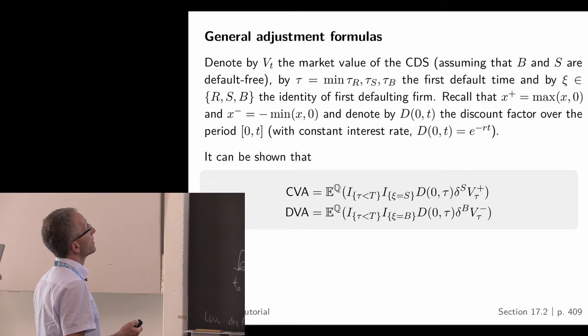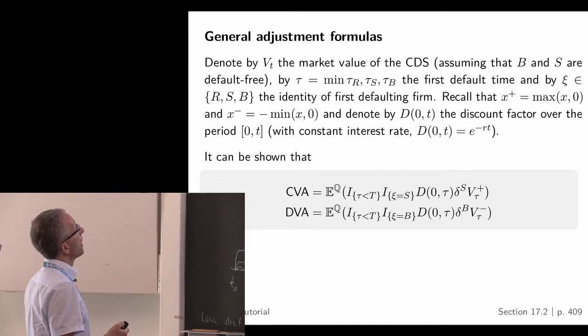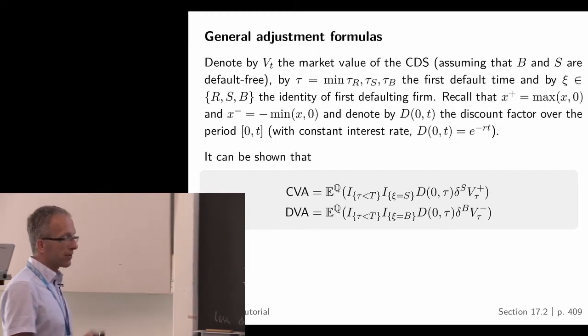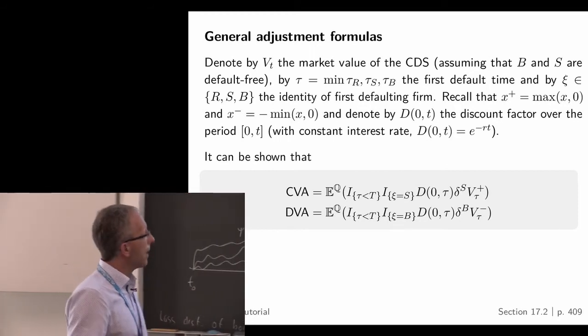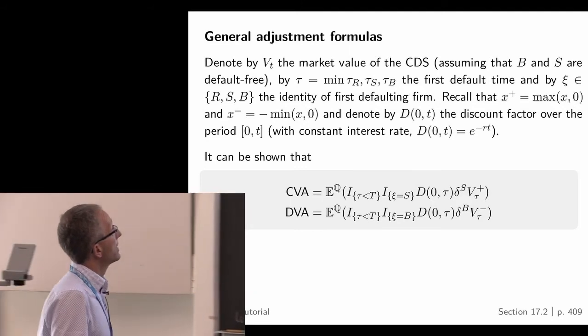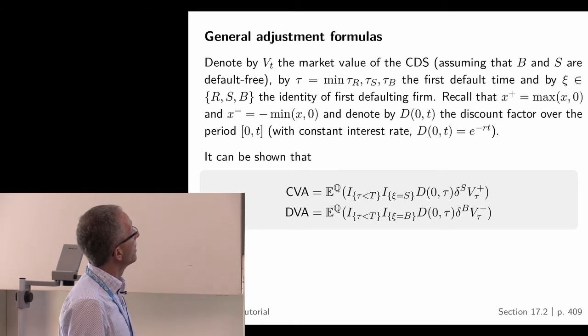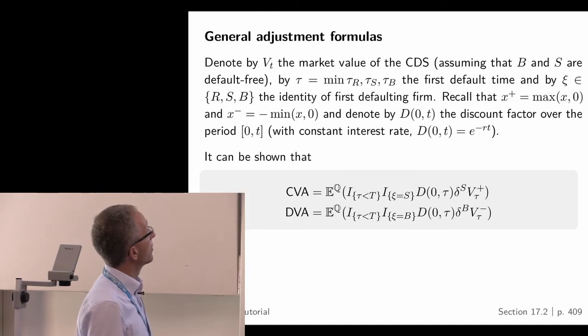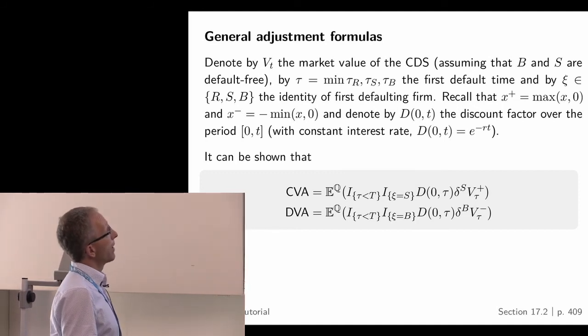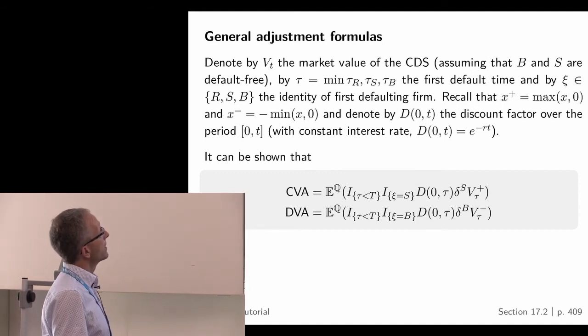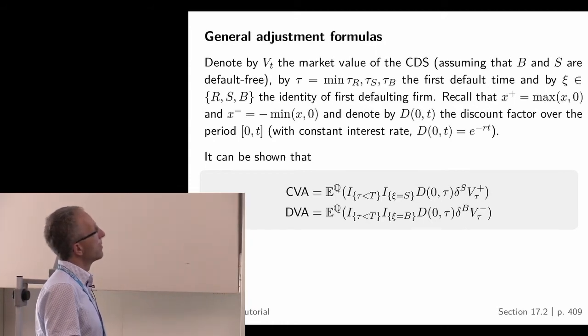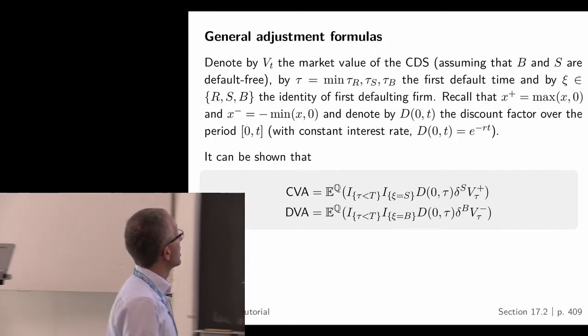There's the default of the seller, the default of the buyer, and tau is the minimum of these. And that is sort of the interesting default, the interesting time when something happens. And psi is just the identity of the first defaulting firm. So if psi is equal to S, it means that the protection seller defaults first. And we use X plus as the maximum of X and 0 and X minus as the minimum. And D(0,T) is a discount factor. And then one has the following general formulas.